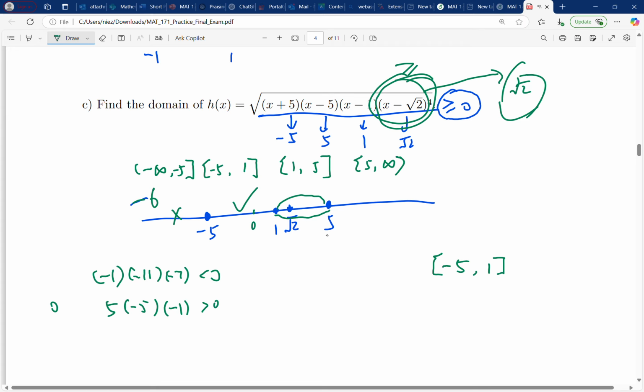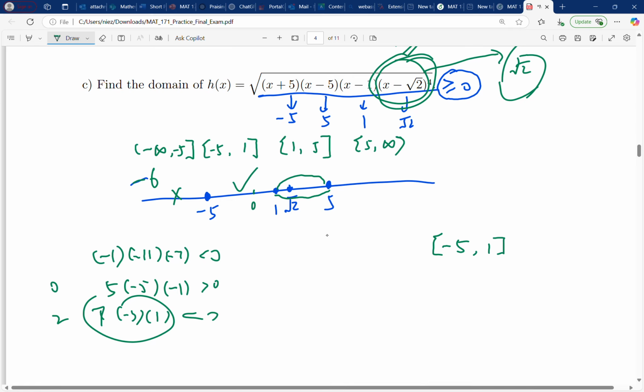So 1 and 5, let's check 2. From 1 and 5, you're going to have 7 times negative 3 and times 1. So you know this is less than 0. So this part is not a solution, but square root 2 is a solution. Then check the last one. You will find the last one will be a solution also.